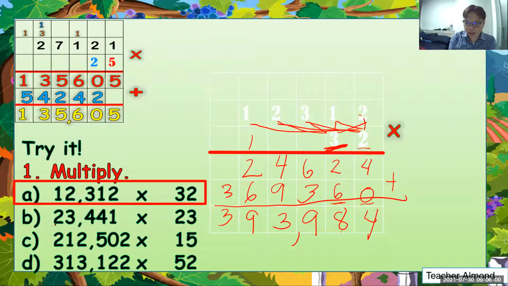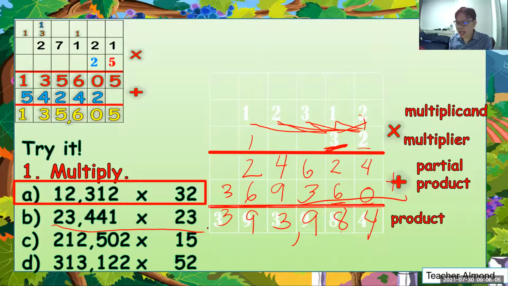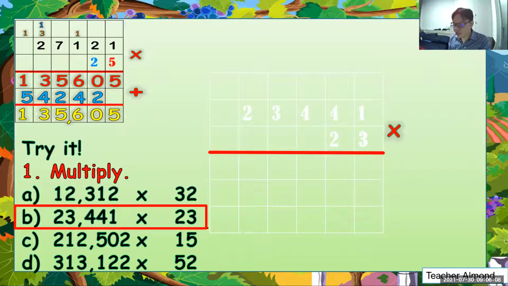You have here 23,441 times 23. Let's try to do it. Again, you have to do from ones place, then tens place. Now, let's try ones place. 3 times 1, that is 3. 3 times 4, that is 12. But you cannot write 12 here. So write 2 and then 1 here. 3 times 4, that is 12, plus 1 equals 13.